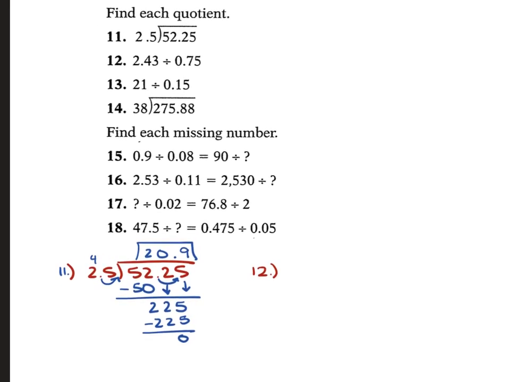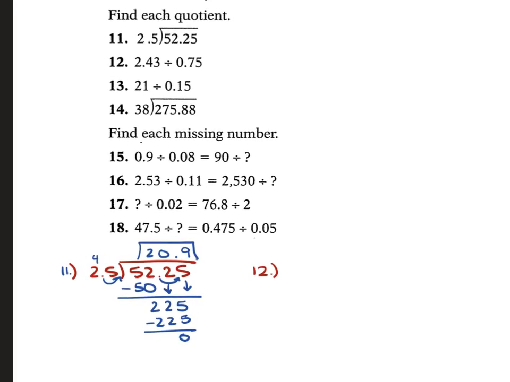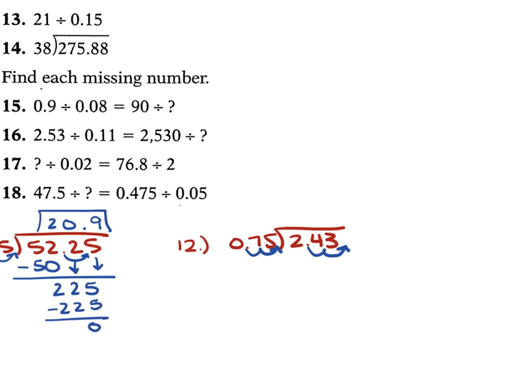For 12, we have 2.43 divided by 0.75. So this 0.75 is going to go on the outside, and this 2.43 is going to go on the inside. So again, with this one, we're moving that decimal point to make a whole number on the outside. We'll do the same to the number on the inside, the same amount of places. So this is going to be 243 divided by 75. So 75 is on the outside. 243 is on the inside.